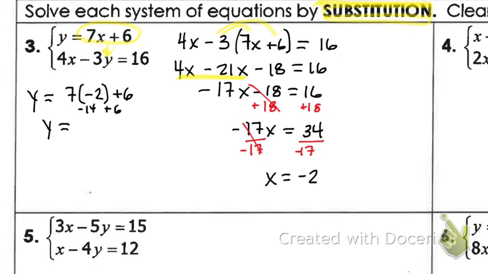What do you get for negative 14 plus 6? Negative 8. So our answer needs to go in as an ordered pair. X was negative 2, y was negative 8.